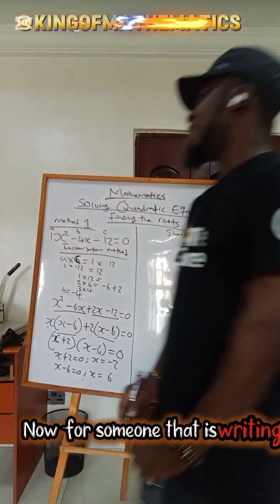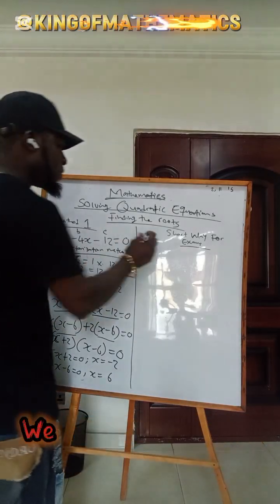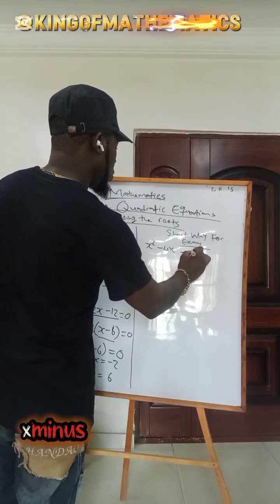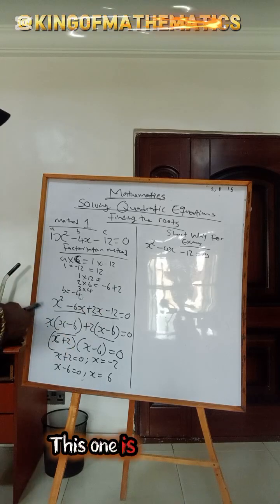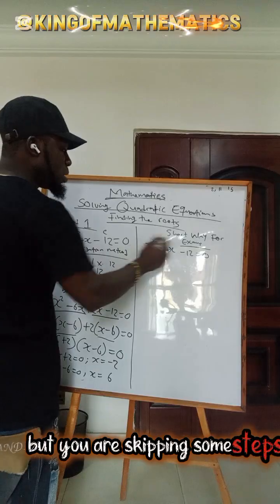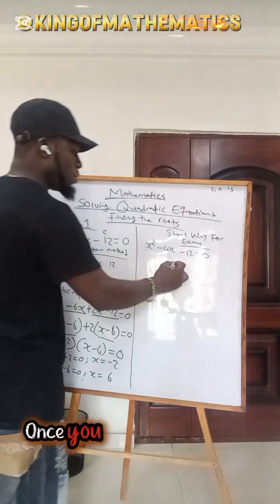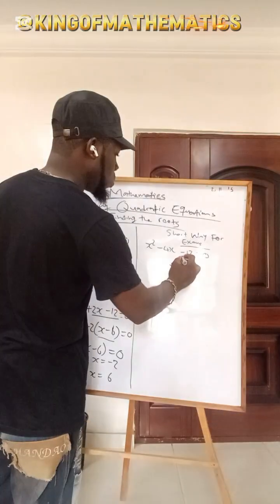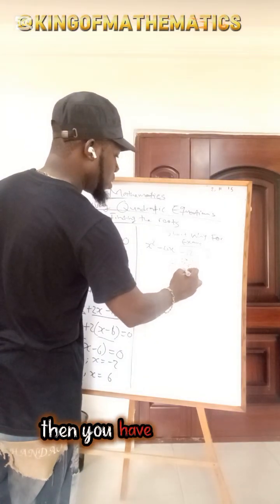Now, for someone that is writing an examination, you still want to use your factorization method. We have the question x squared minus 4x minus 12 equals 0. I want to get the root. Don't stress yourself too much. This one is faster. It's almost the same thing, but you are skipping some steps. So you just have this times this, which will give you 12 straight. Once you have your 12, think of what will give you 12. 2 times 6, 1 times 12, then 3 times 4.